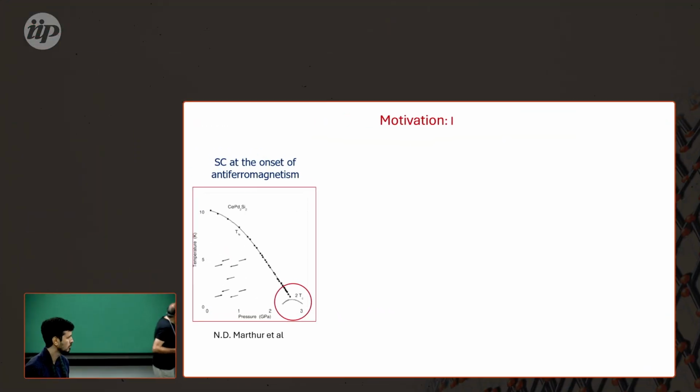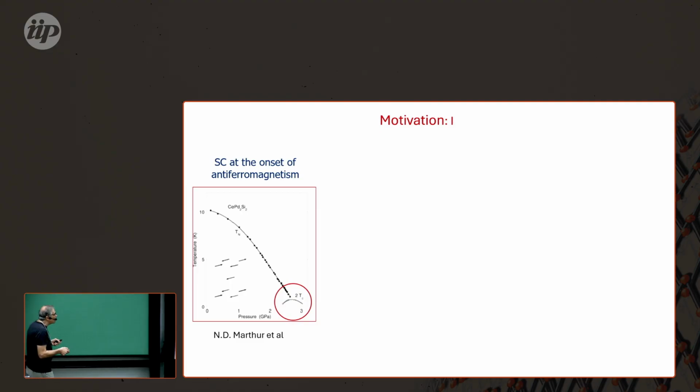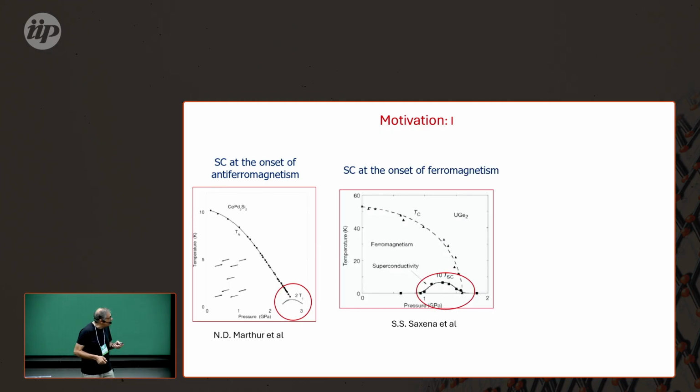Okay, good. So for antiferromagnets, it was established a long time ago, and it was a big business, to discuss how superconductivity emerges right on top of the point where, actually now I don't see anything along the axis, temperature and pressure should be here. So superconductivity emerges right at the point where antiferromagnetism starts.